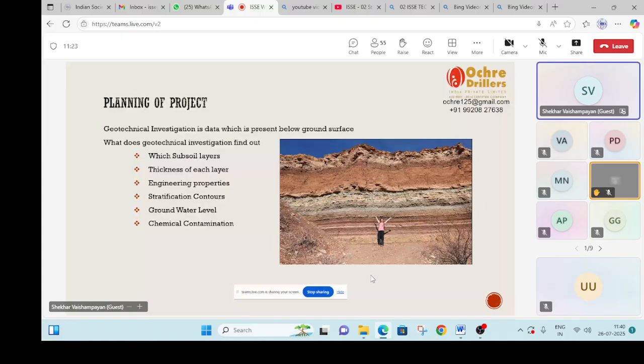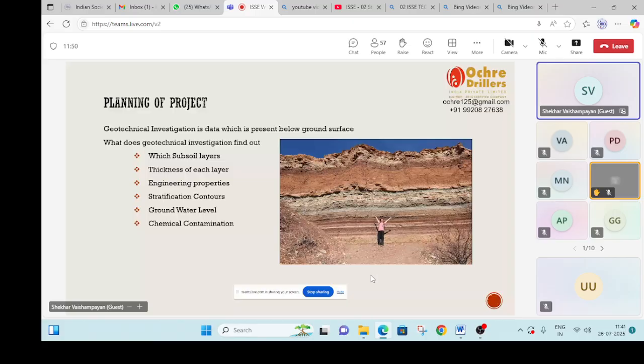And what does the geotechnical investigation do? On the other hand, geotechnical investigation deals entirely with what is below the ground. Here, at our given project location, what are the subsoil layers? What is the thickness of each layer? Does the thickness of each layer vary within our property? That is what we can call stratification contours.